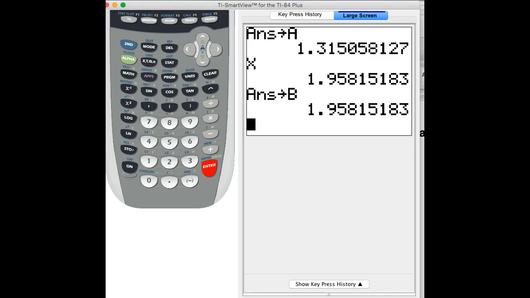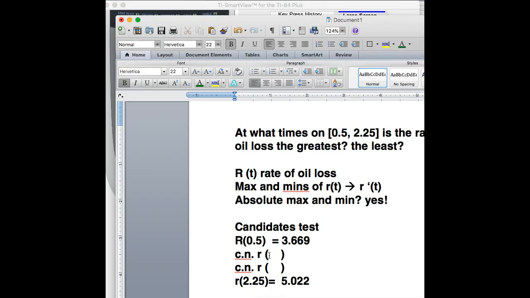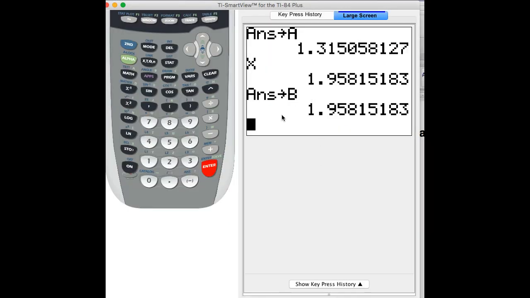So now I can type those values in here because I wrote them down. There's a critical number at 1.315, and there's a critical number at 1.958, and they're both within the given interval. So I need to evaluate R of t on those two values. And I can do that in either screen.